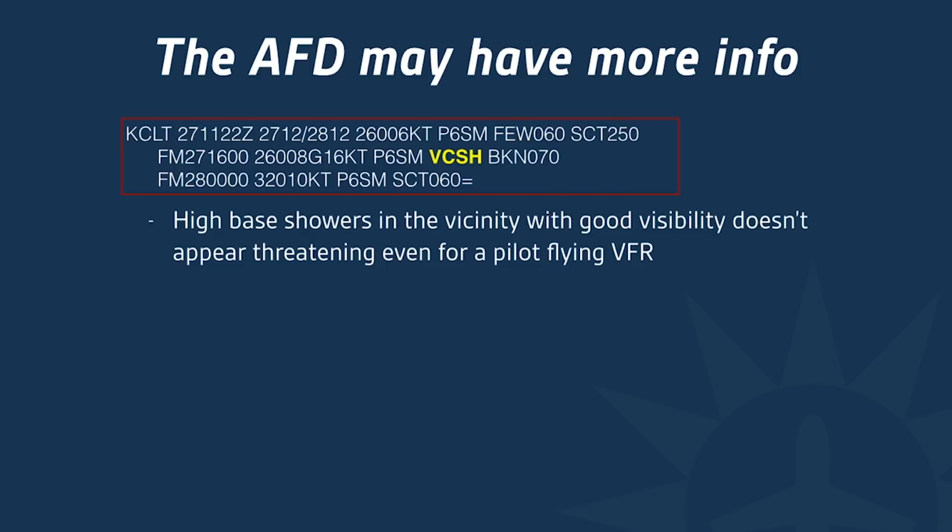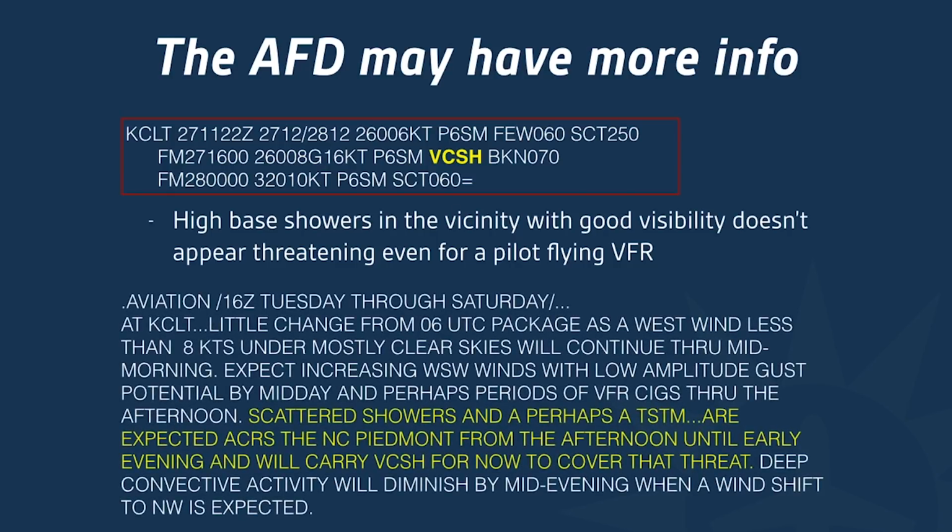So let's take a look at an example. Here's a TAF for Charlotte Douglas Airport. And look at the second line there. This is from 1600 all the way through 000. And you'll notice that there's some somewhat gusty winds, better than 6-mile visibility, but showers in the vicinity, and a broken ceiling at 7,000 feet. Now, high base rain showers in the vicinity with good visibility below doesn't really appear all that threatening, even to a pilot flying VFR.